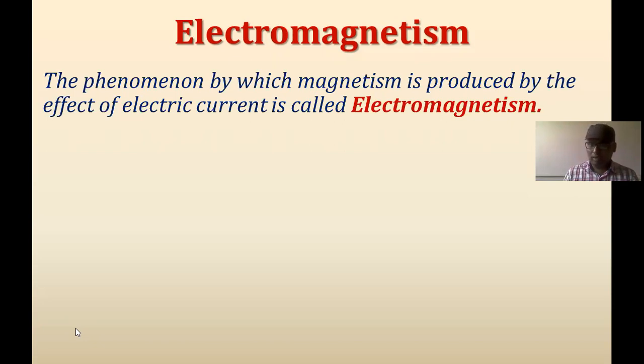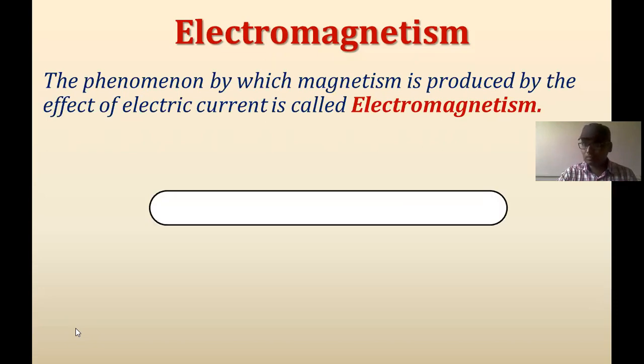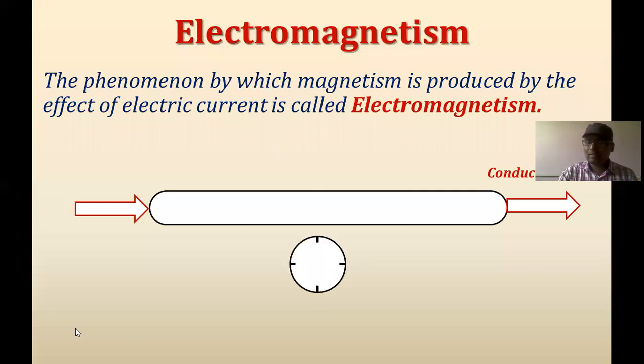Get it my point? And then if you consider a conductor, one conductor, and assume that we are passing a current through that conductor, the current can flow in this way, and we know that whenever current exists, definitely a magnetic field is generated.